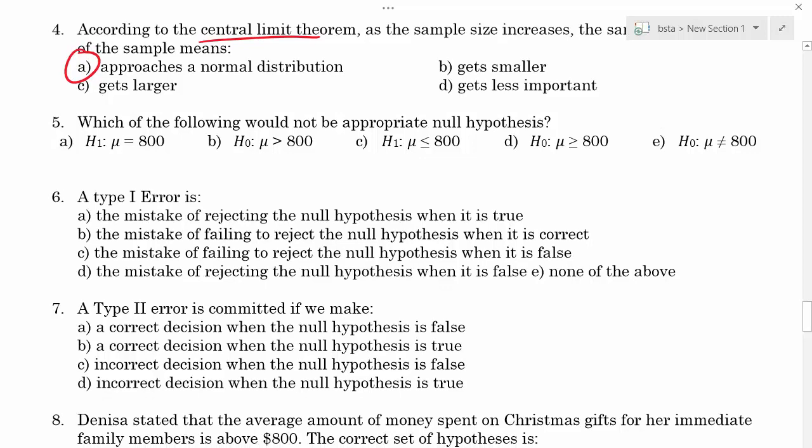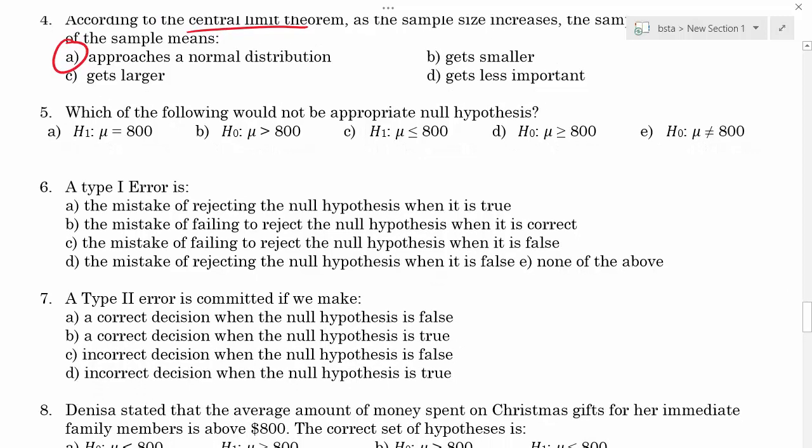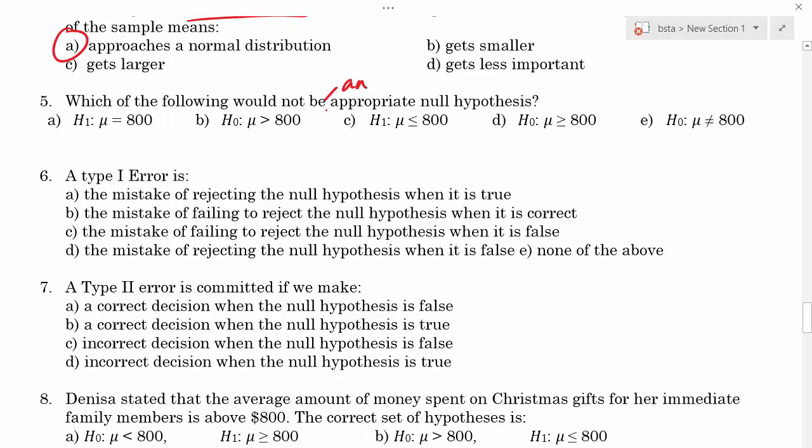Number 5. Which of these will not be an appropriate null hypothesis? You're going for C. Anybody found anything else? B. Anybody found anything else? Huh? E. Anybody found anything else? A is an alternative hypothesis, right? So the question was supposed to be which of these will be an appropriate null hypothesis, and it was supposed to be D. So typo there, but you guys get the idea, okay?